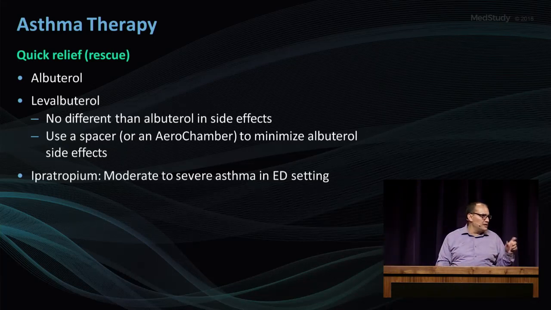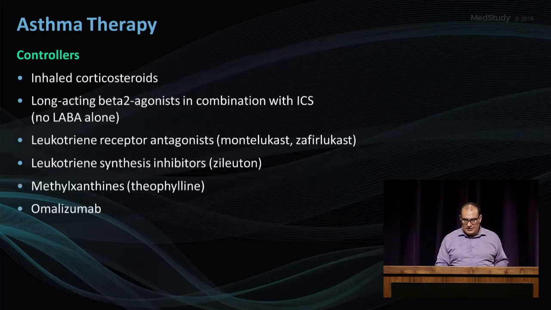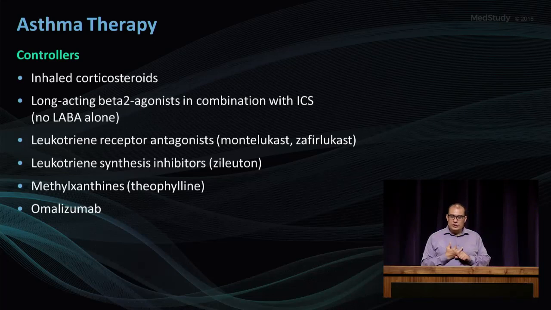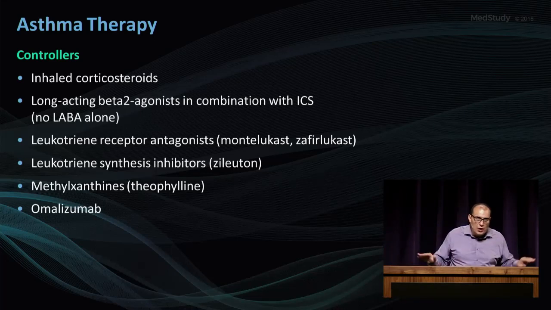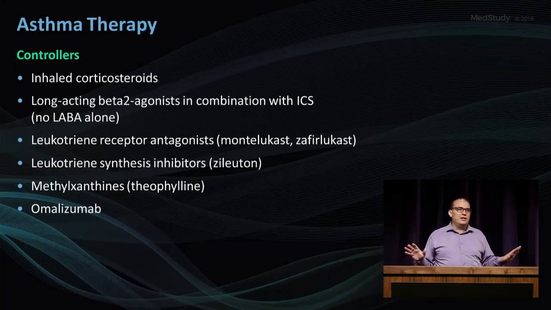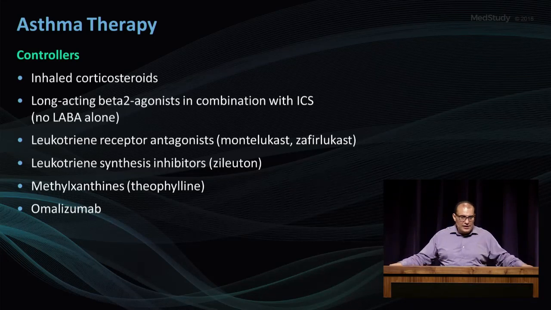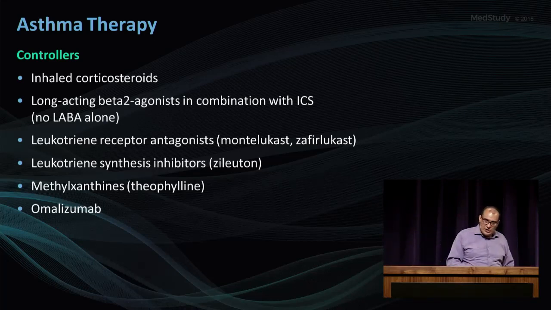There's a difference between a spacer and air chamber, the valve, but that's a different talk. As controllers, they have inhaled corticosteroids, and long-acting beta agonists always in combination with the inhaled corticosteroids. Whatever they make otherwise, it's a wrong answer, okay? It can be given. What I want you to remember here is there is a leukotriene receptor antagonist, which is montelukast, zafirlukast.